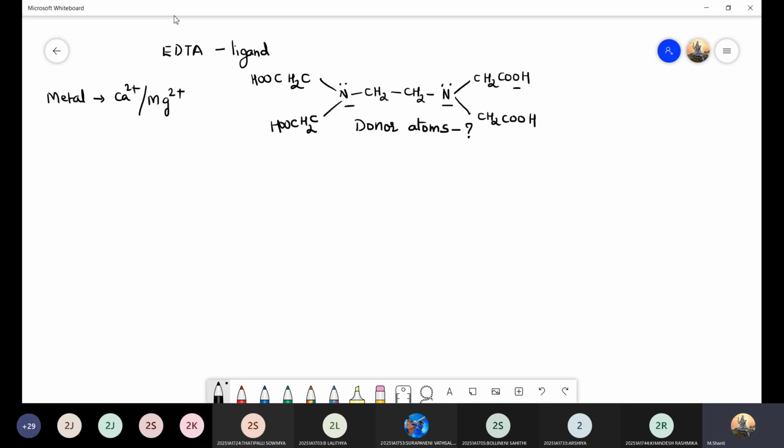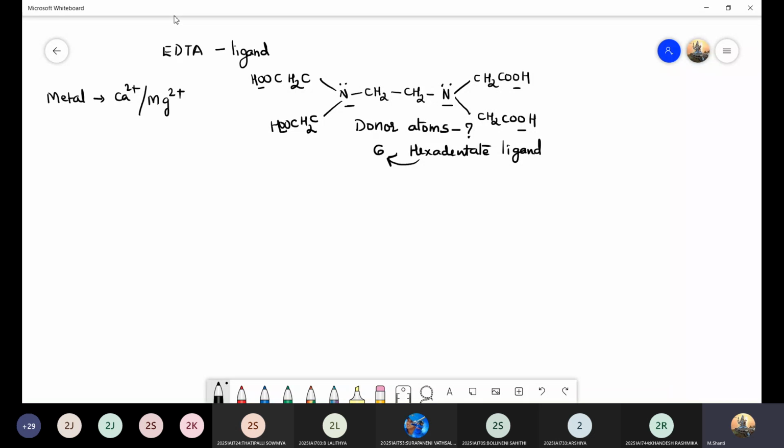Like if I take an acetate ion, you have 4 oxygen atoms, O minus. I'm underlining them. So here totally you have 6 donor atoms. Therefore, this is called a hexadentate ligand. Hexa means what? 6. Dentate means donor atoms. Denticity, donation. How many atoms are donating to the central metal ion, either calcium or magnesium?